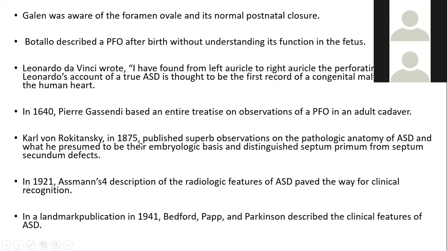In 1875, a pathological anatomy paper was published regarding ASD, where it was distinguished into two types, septum primum and septum secundum defects. In 1921, Ashman described the radiological features of ASD, and in 1941, Bedford and Ferguson described the clinical features of ASD.